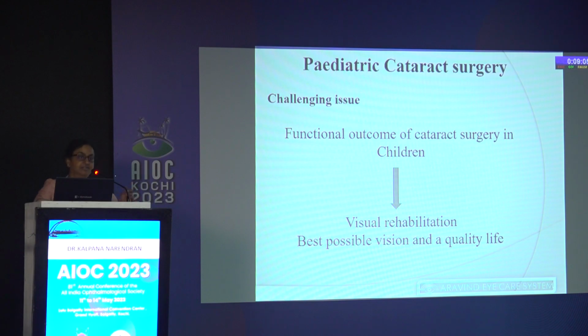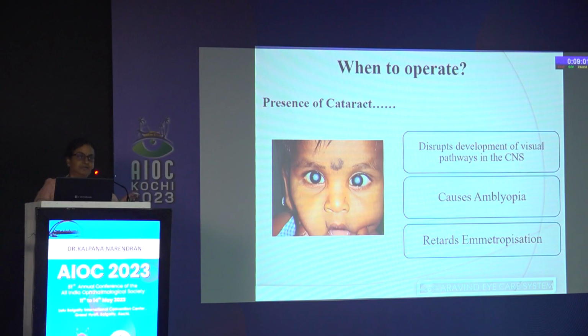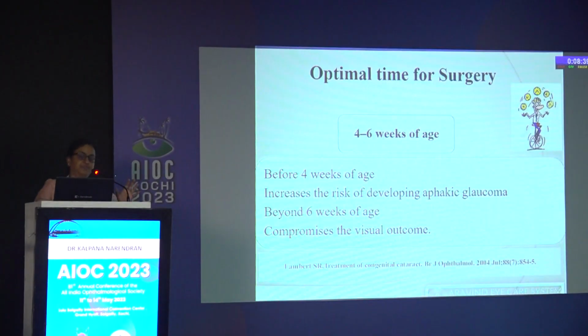Don't make blunders and make these children blind for their lifetime. And there is always this dilemma that when there is a cataract like this, bilateral mature, what you would do. You should always keep in mind there is not one problem. One is it affects the visual pathway maturation. Second, stimulus deprivation amblyopia, and it retards emmetropization. Also it affects the IQ and the development of the child. So it is definitely a complex problem.